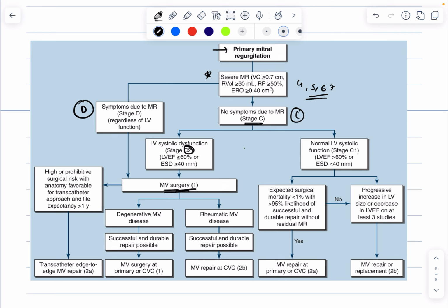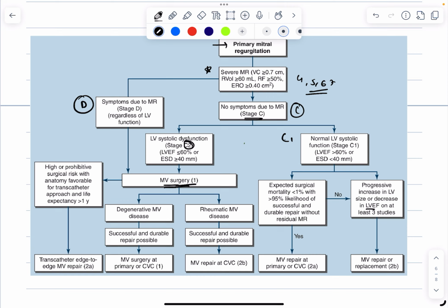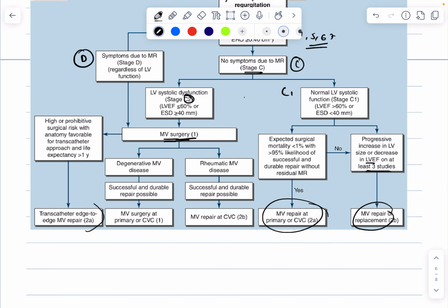And if the patient is in stage C1, then the patient will undergo serial monitoring. And during monitoring, if the LV ejection fraction decreases consecutively in 3 studies, or if there is low risk of the surgery, then you can go for mitral valve surgery. That's it. And the remaining ones you do not need to remember.